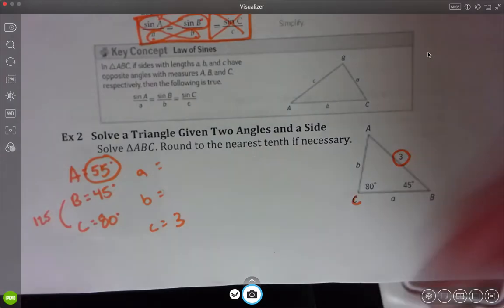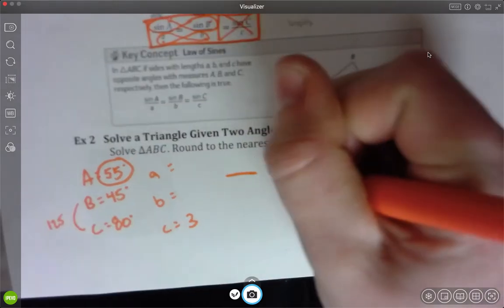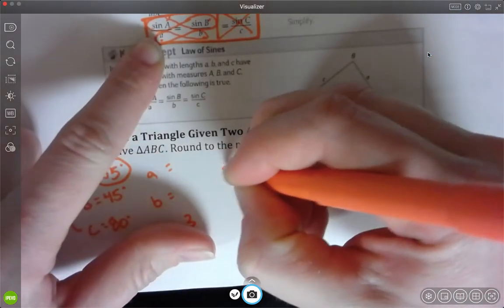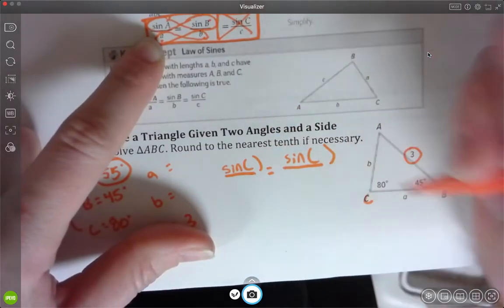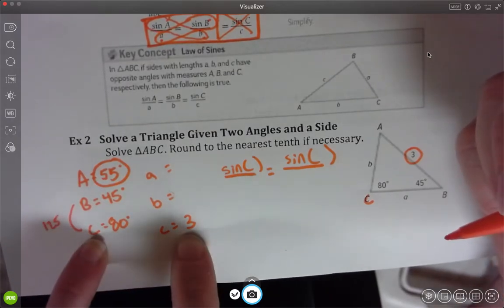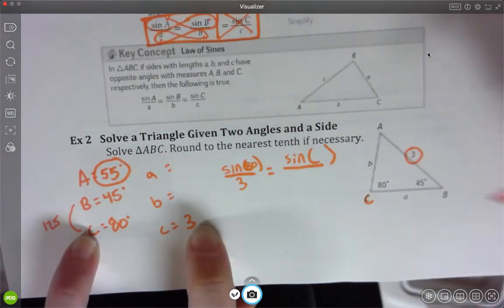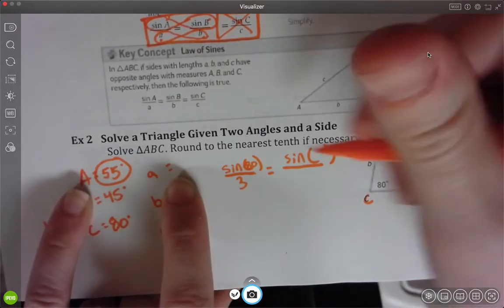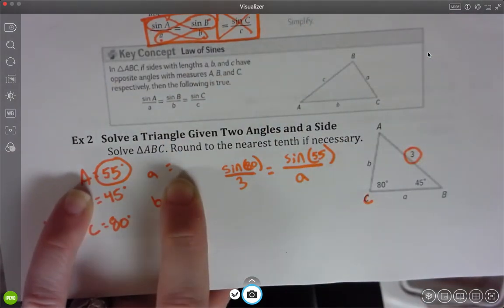All right, now let's go ahead and solve for one of these, A or B. I'm going to set up a proportion, and it's going to be just like the equation says above here: sine of something over a side equals sine of something over a side. I'm going to set those two equal to each other. I know I'm going to have to use C because that's the only relationship that I know. So I would do sine of 80 over 3. That's going to be one of my proportions. And let's say we're solving for A now. In that case, I want to do sine of 55 over lowercase a. That's how I'm going to solve for A.